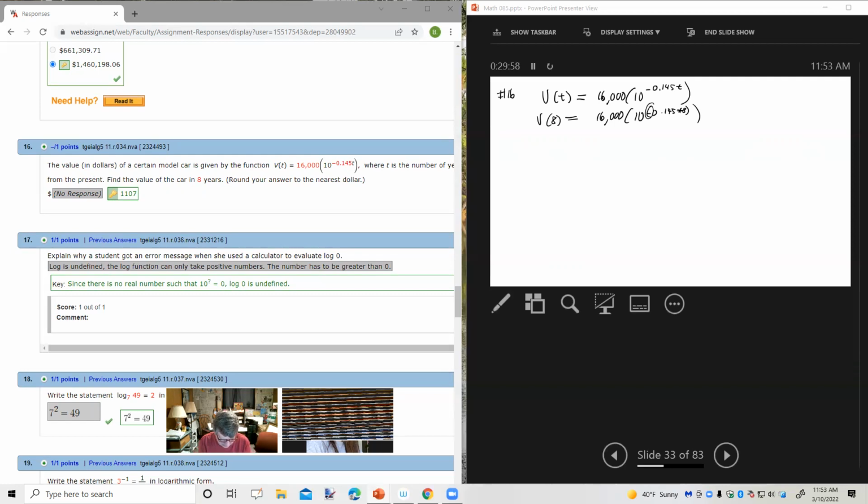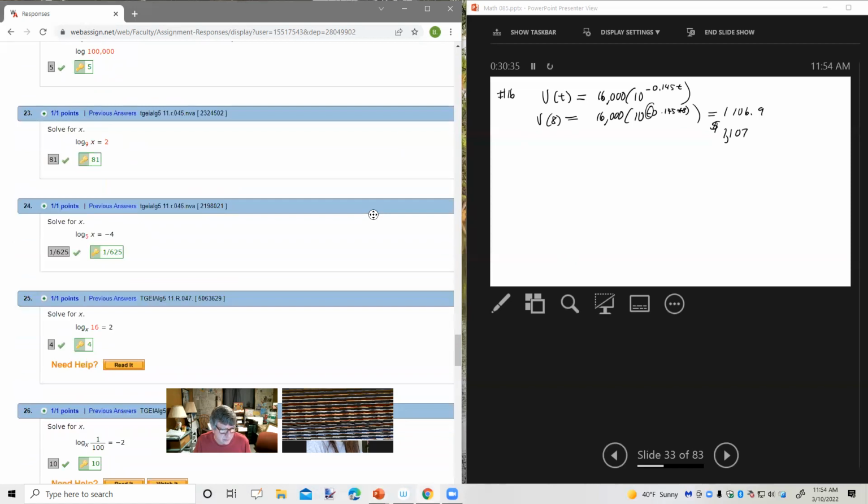So let's try this again. Parentheses, negative 0.145 times 8, close it up. And finally, I get the right answer. I kept getting a syntax error because I wasn't putting in enough parentheses. This comes out to be 1106.9. It says round your answer to the nearest dollar. So $1107. Okay. Any questions there?